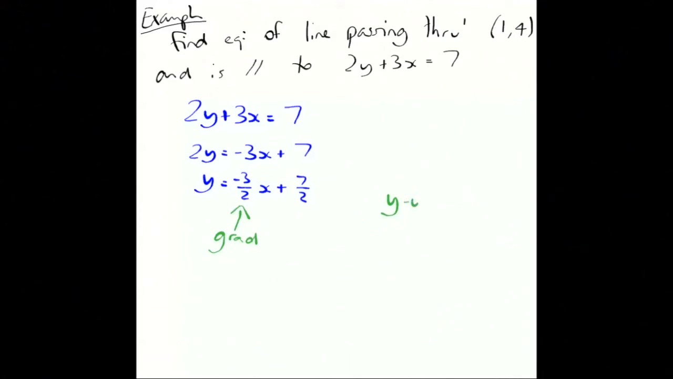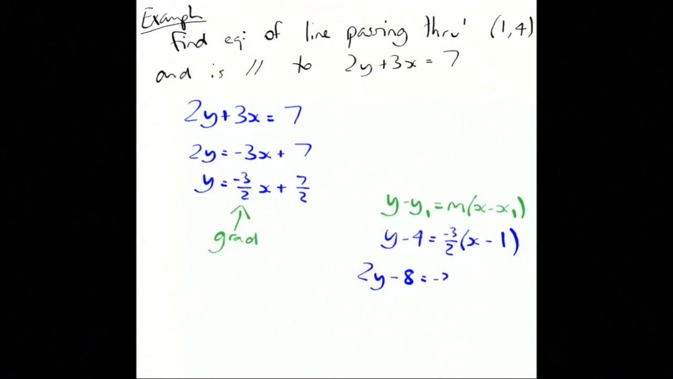So we're looking for a line which is parallel to this, so that means we need a line with the same gradient as this. We want it to pass through the point (1, 4), so we're going to do y - 4 = -3/2 (x - 1).